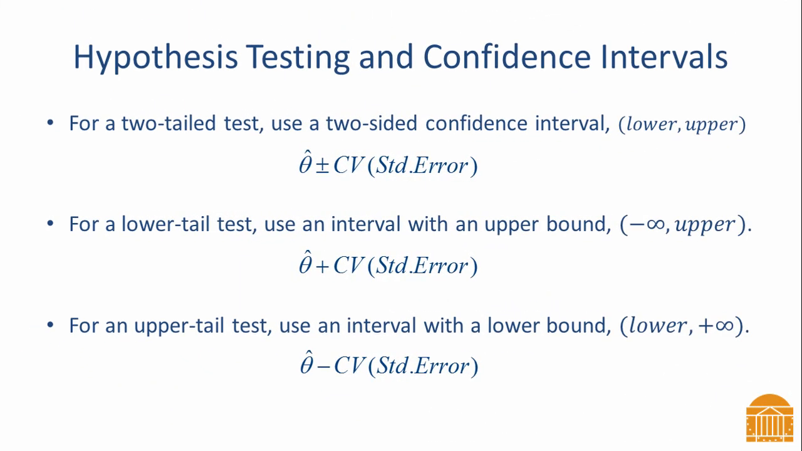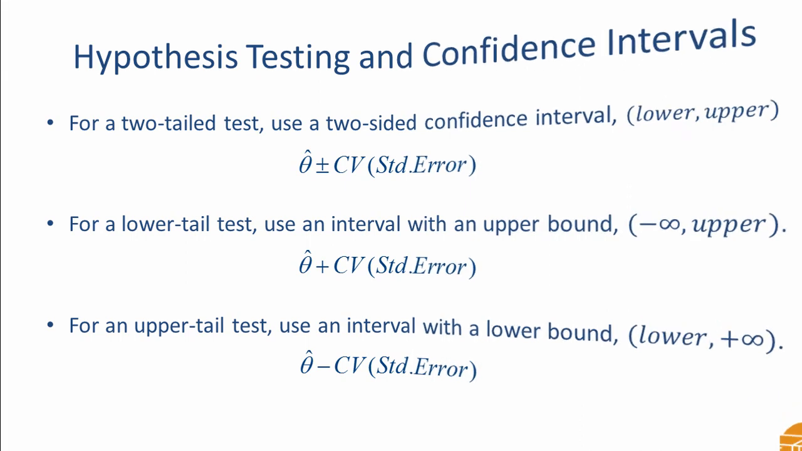Next, there is a direct relationship between confidence intervals and hypothesis testing. The type of interval we create is aligned with the alternative hypothesis. For a two-tailed test, we construct a two-sided interval. For a one-tailed test, we construct a one-sided interval. The way we construct a one-sided interval is a little tricky. For a lower tail test, we add the margin of error to get an upper bound. For an upper tail test, we subtract the margin of error to get a lower bound.